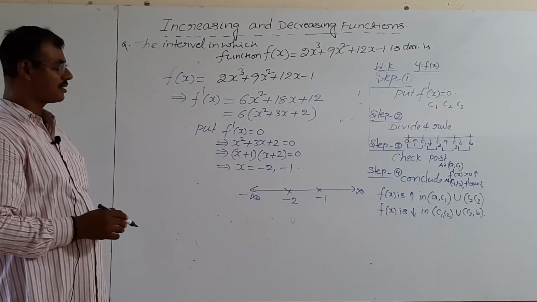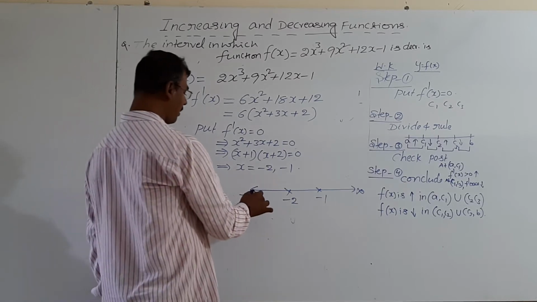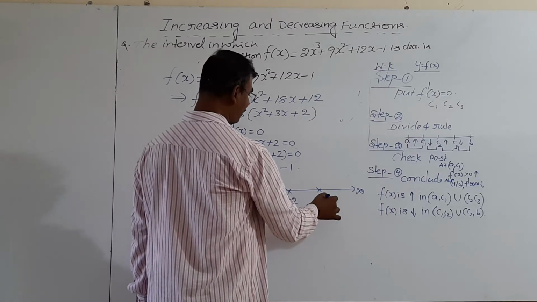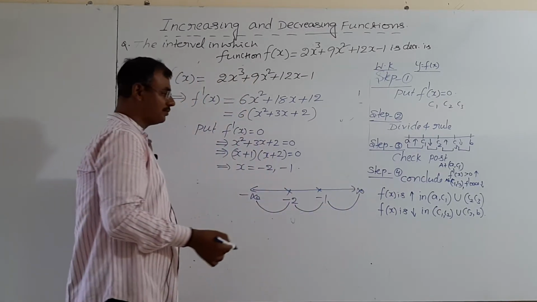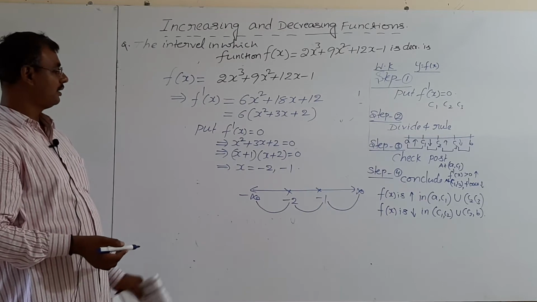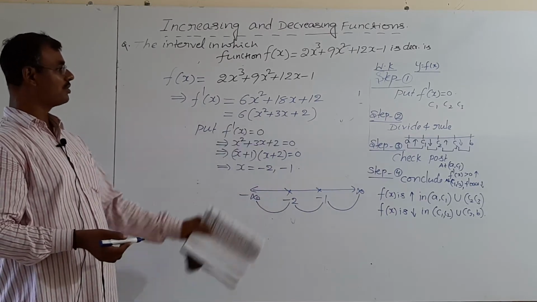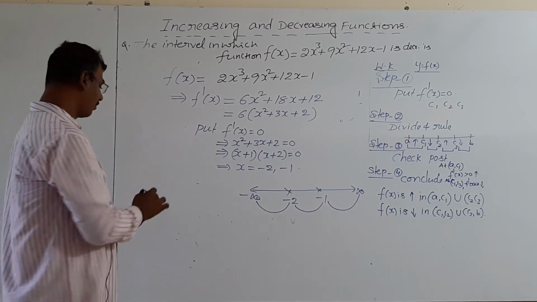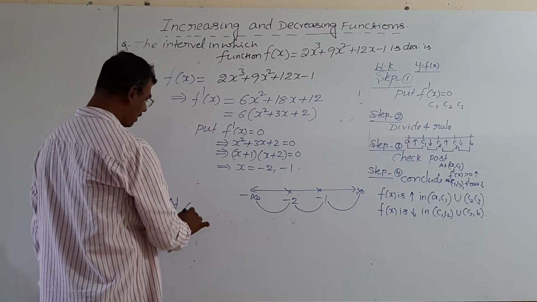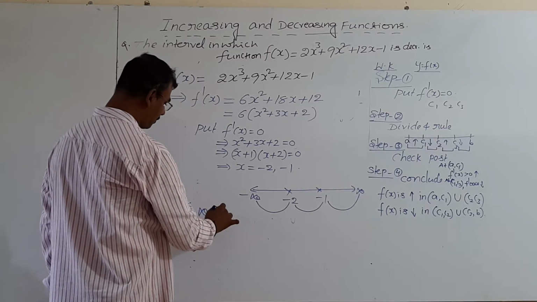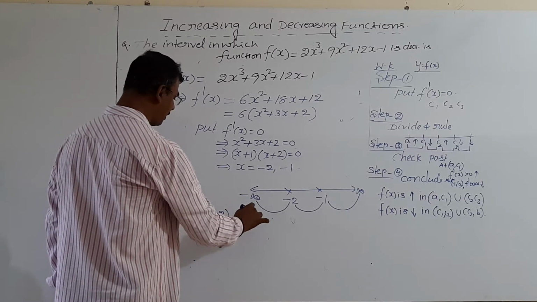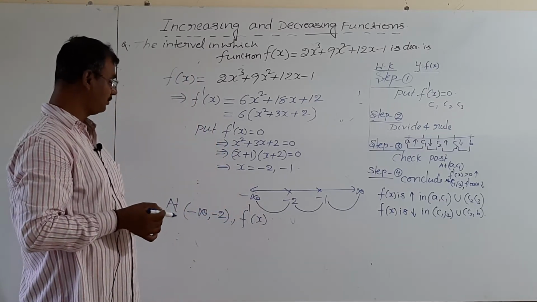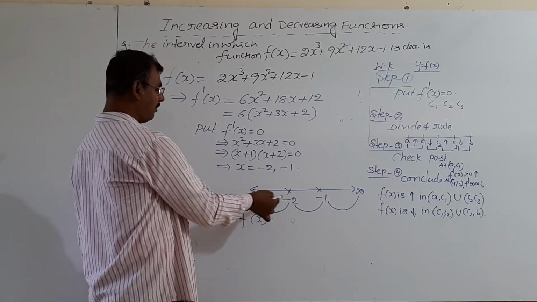So these are the subintervals. What are the subintervals? Minus infinity to minus 2, minus 2 to minus 1, minus 1 to infinity. In these subintervals, we have to check whether f dash of x is positive or negative. In the interval minus infinity comma minus 2, find the sign of f dash of x.